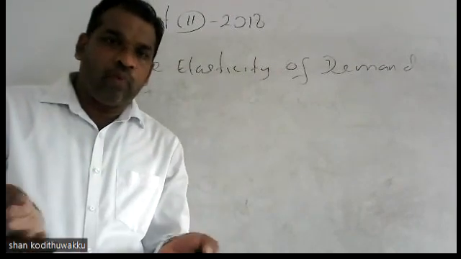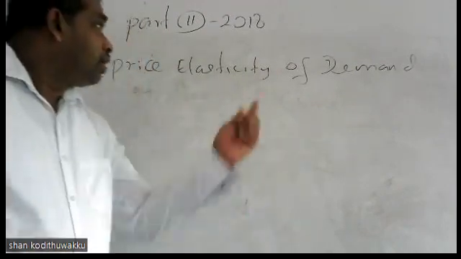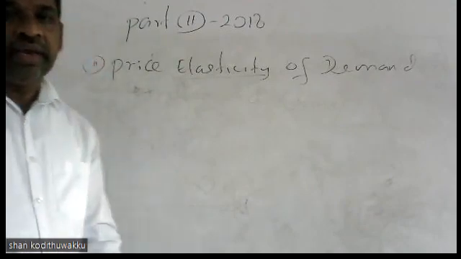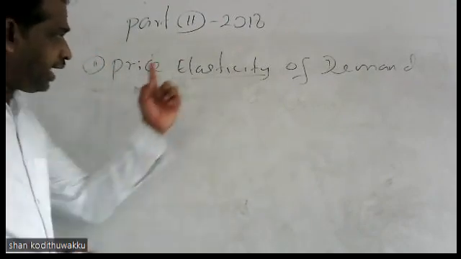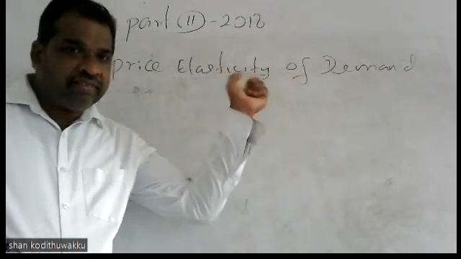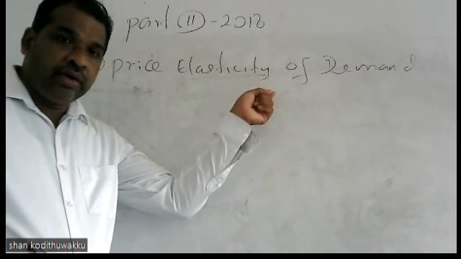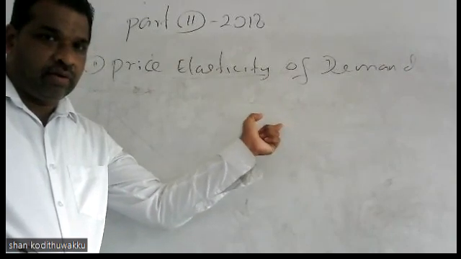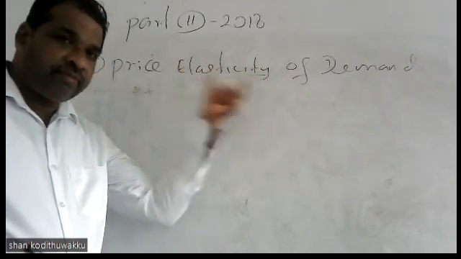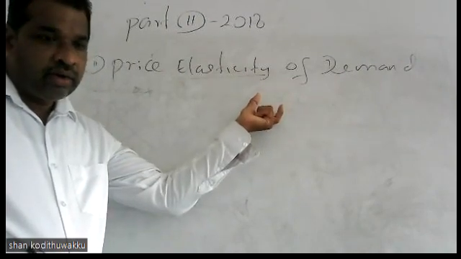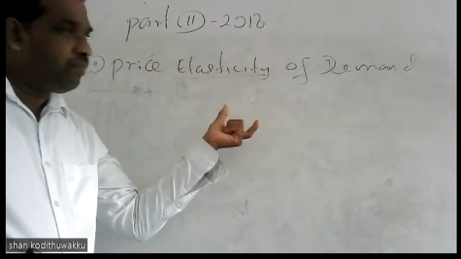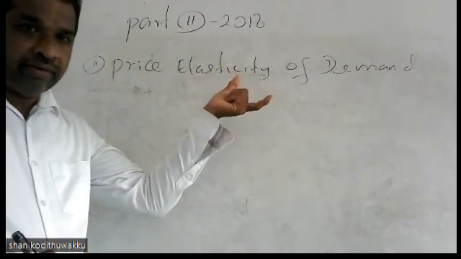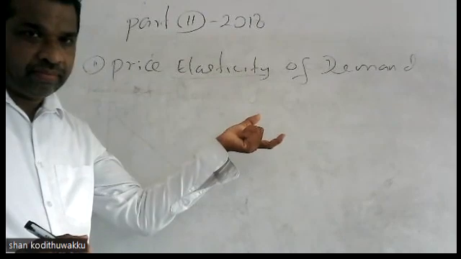Elasticity is the responsiveness of one variable to a change in another variable. When it comes to price elasticity of demand, that is the responsiveness of quantity demanded to a change in price of the relevant product. Therefore, price and quantity demanded have a negative, opposite relationship.